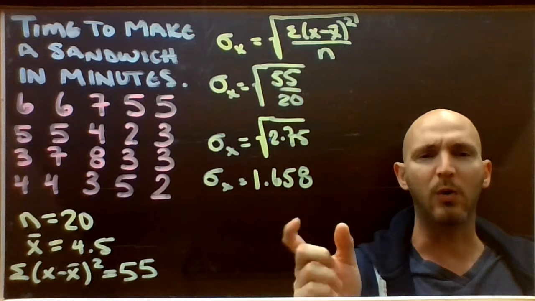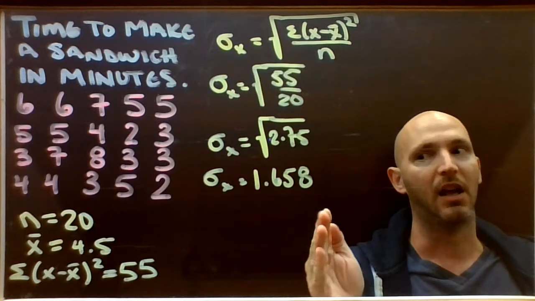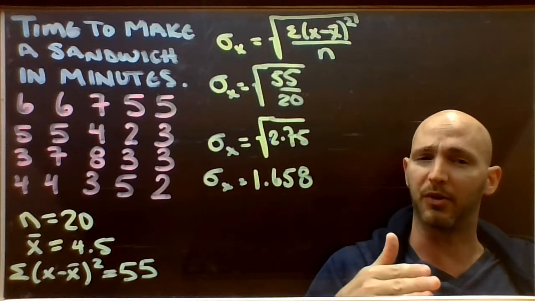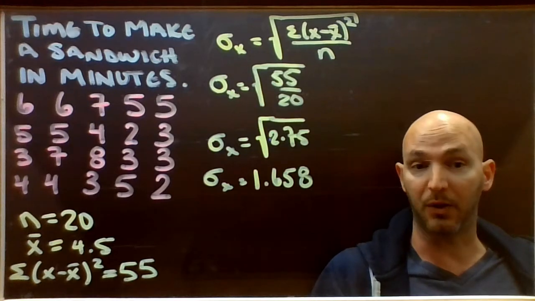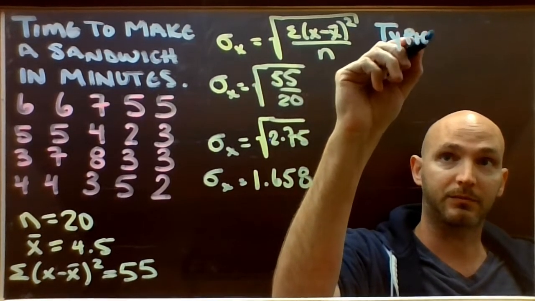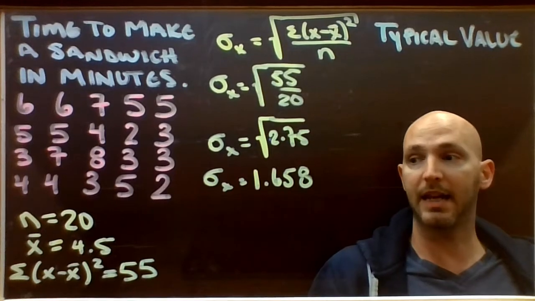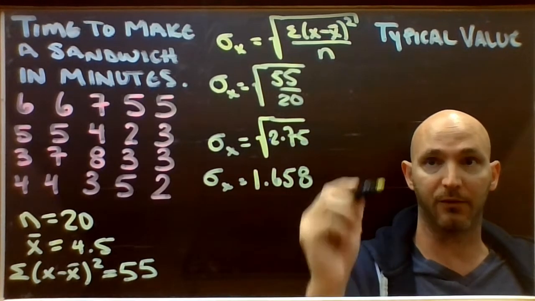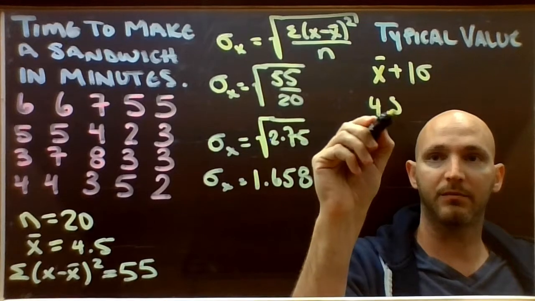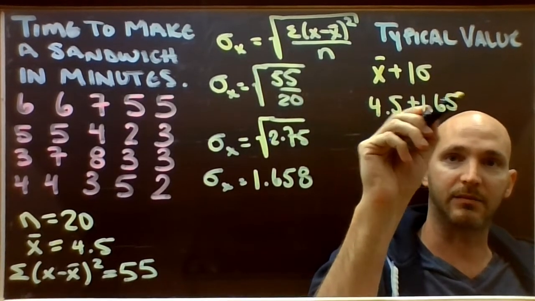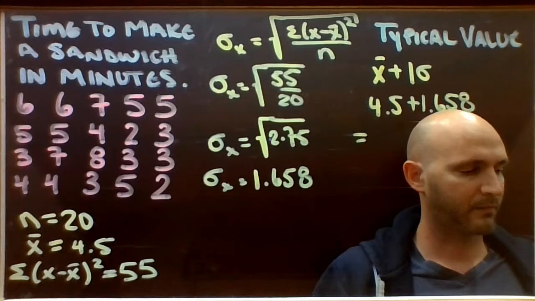So if I were to quote you 4.5 minutes as the average, that's not enough. I need a window around that value to decide what a long preparation time would be and what a short preparation time would be. And that's what this is for. What we've got here is enough information to come up with a typical value. So on the high end, we're going to take this standard deviation and add it to the average. So that would be 4.5 plus 1.658. And I get 6.158.